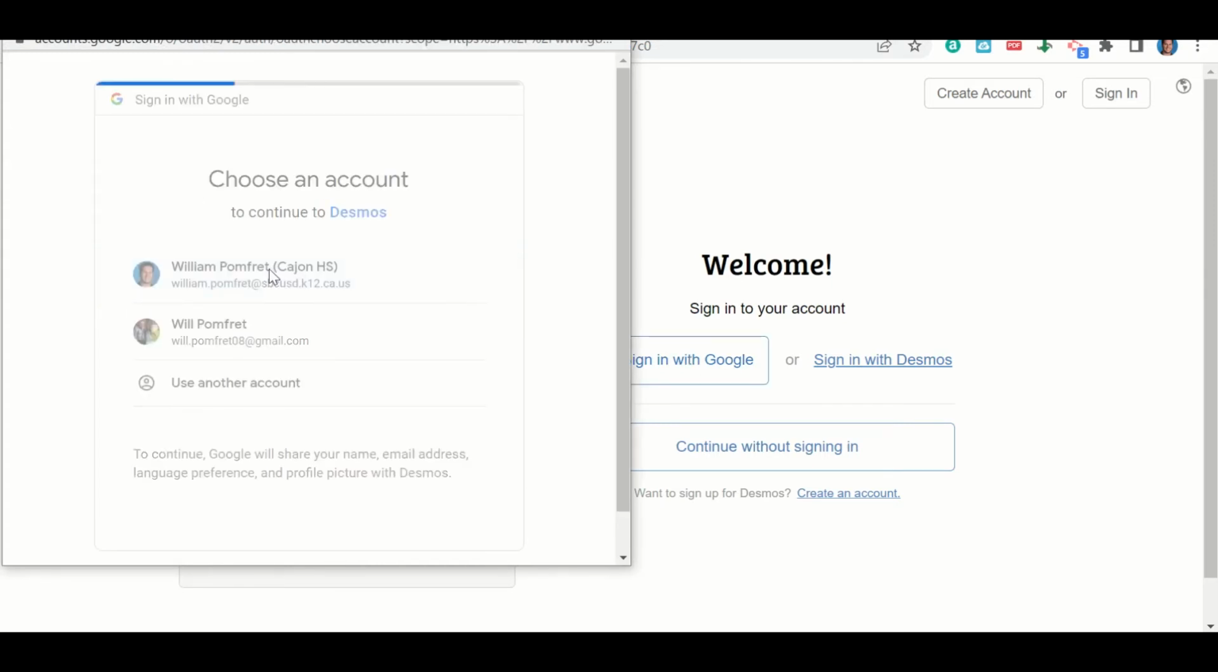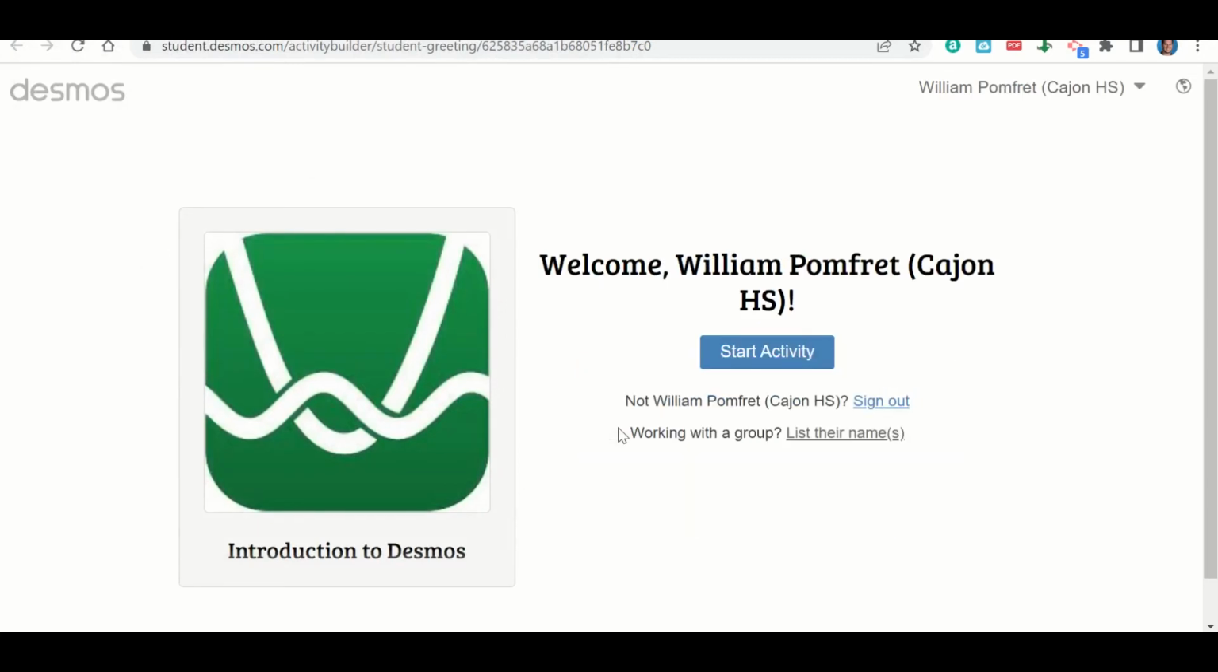You're going to click on your school email account, and it should already have you logged in because you should have already been logged in using Google Classroom. From there, I'm just going to click start the activity, and it will take me into the assignment and allow me to begin. So that's how you will log into Desmos using Google.